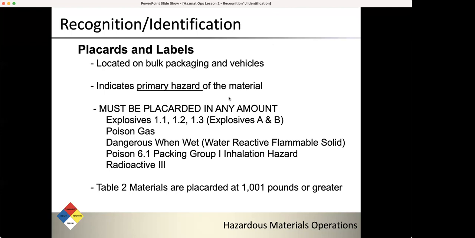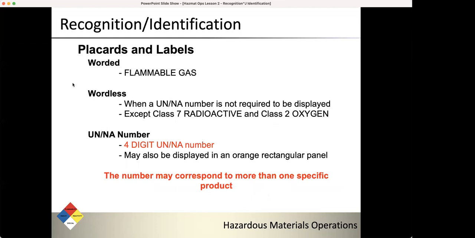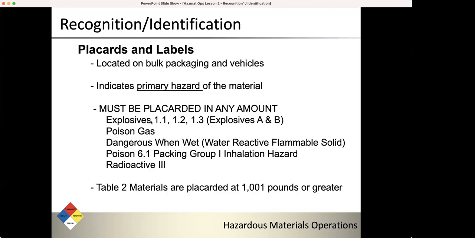There are some things that have to be placarded in any amount, no matter how much there is. Here are the examples. You'll kind of need to know those. So explosive, just remember explosive 1, 2, and 3. Any type of poisonous gas, anything that's dangerous when wet or water reactive, anything that's poisonous 6.1, and anything that's radioactive 3. Okay. Different materials.